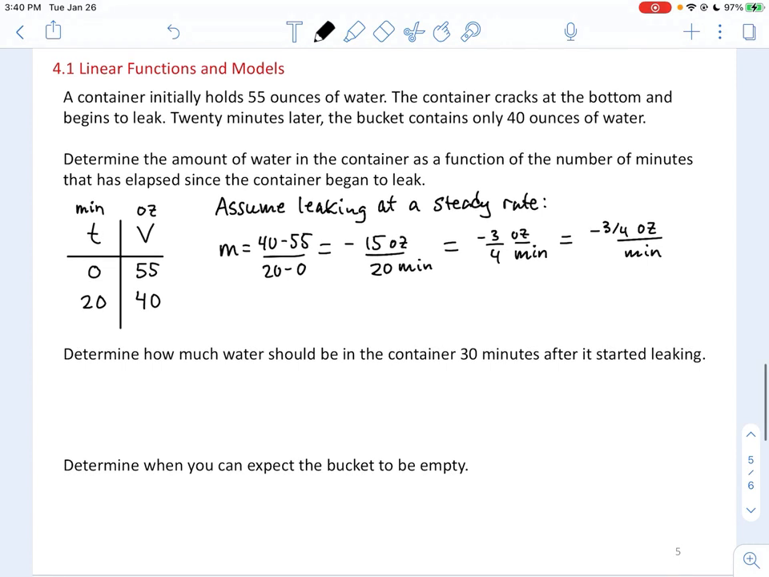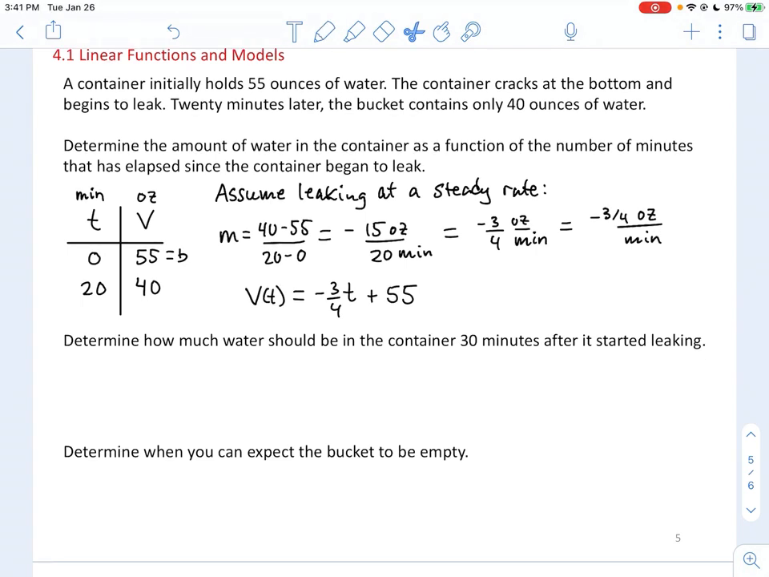Notice that we have a v-intercept, (0, 55). So the 55 is going to be the b in our equation, and we just found the m. So we could now say v is equal to slope, negative 3/4, times the time, plus the b. And here is our function. It's a function of t, so let me go ahead and make that more formal and put v of t. Volume is a function of time.